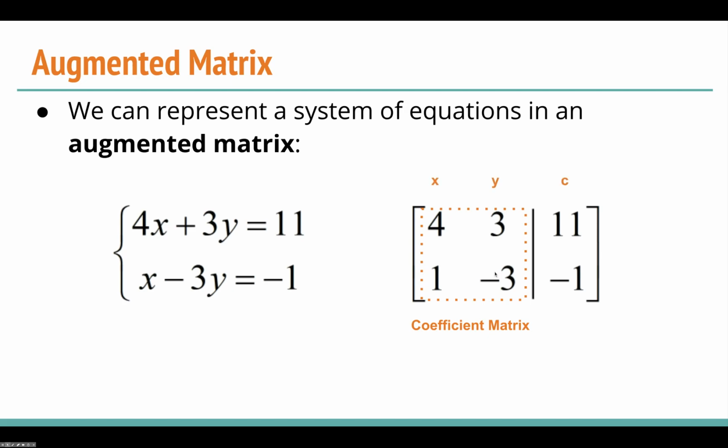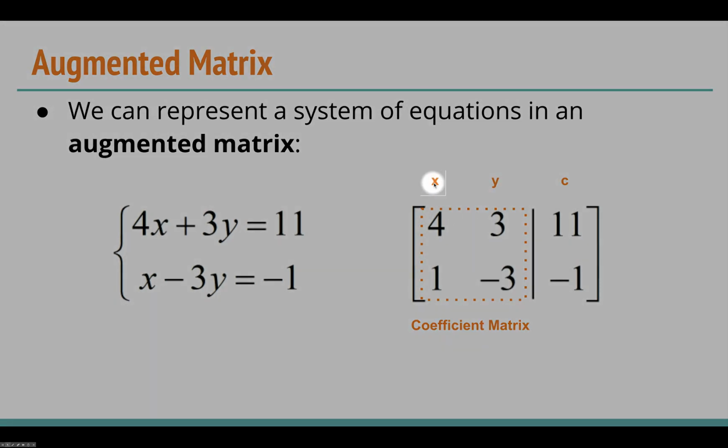Notice that we have 3 columns that we've created in this augmented matrix. The first column represents all of the coefficients for the x terms in our equations. The second column represents all of the coefficients of the y terms in our system. And the third column represents all of the constant terms that are on the right side of these two equations in the original system. So this is what we call a coefficient matrix.